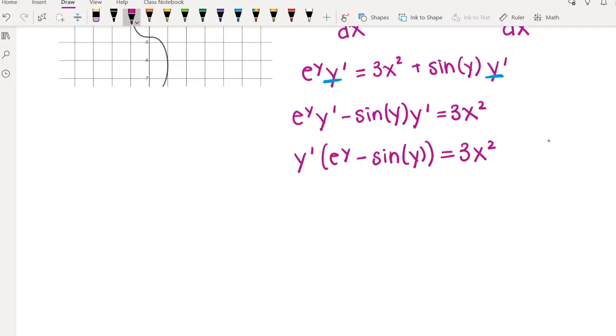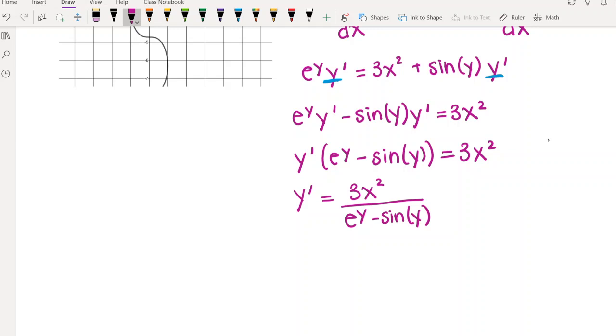And so keeping in mind that our goal was to solve for y prime, we can now divide both sides by e to the y minus sine of y. And there we go. That's it.